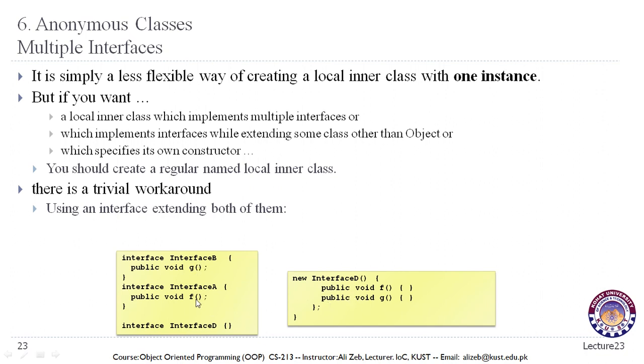For example, you have these two interfaces that you want to implement, and you want to use the anonymous inner class. Then you can create this new interface that extends these two interfaces, and then you can create the anonymous inner class using this third interface that was extending the first two interfaces.